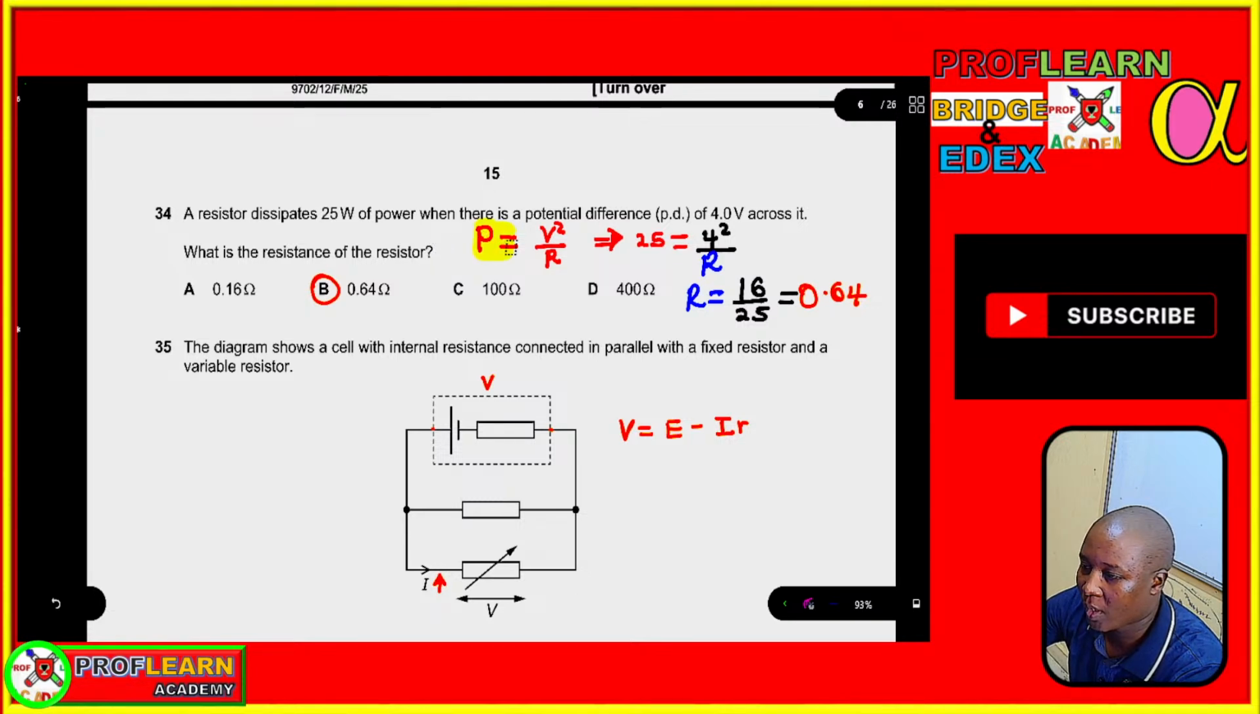Something that you are supposed to remember is that we get power dissipated using different formulas. We can get power from I squared R, or V squared over R, or current times voltage. But in this case, since we are given the potential difference and the power, and we are working out resistance, the best formula to use is P equals V squared over R. If you substitute, you are going to get your answer equivalent to 0.64 ohms.